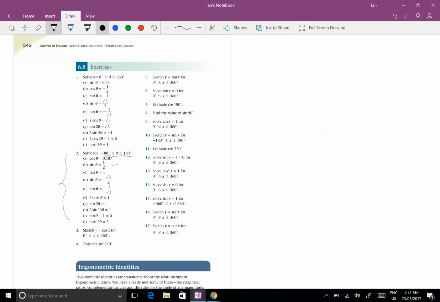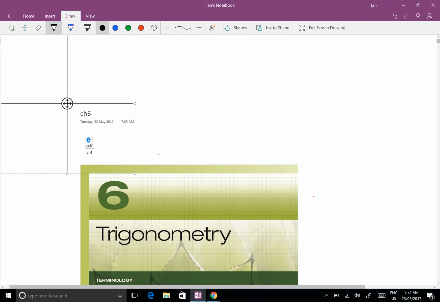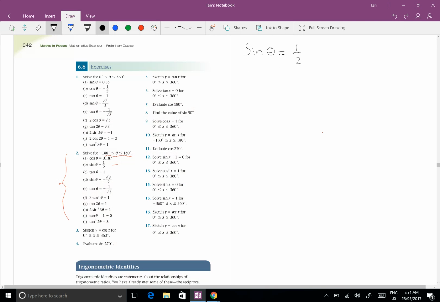So remember, this is an equation. Sine theta equals a half. But I need to know where this thing exists. Between 0 and 180.